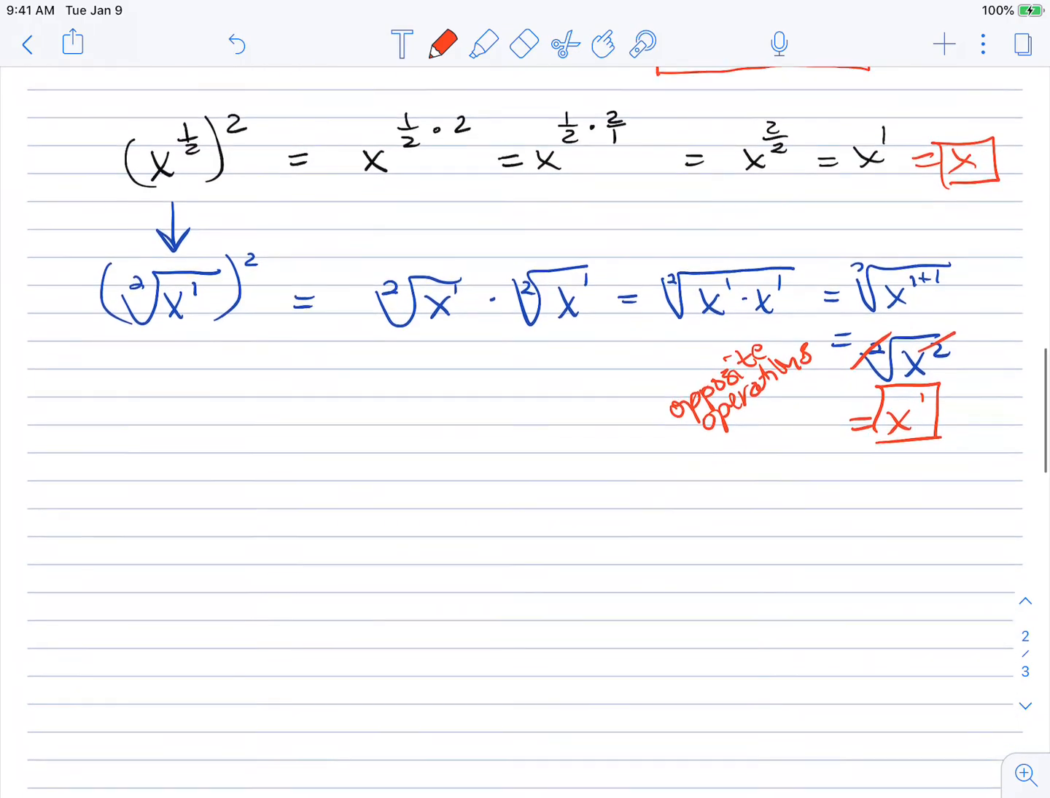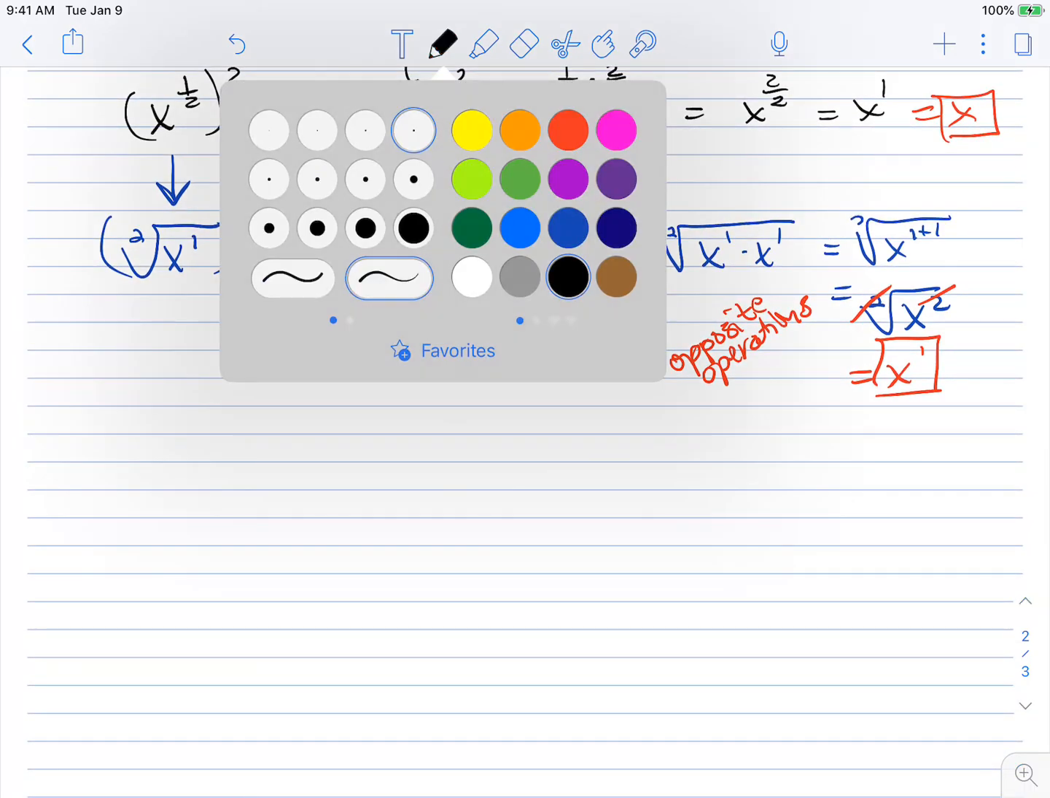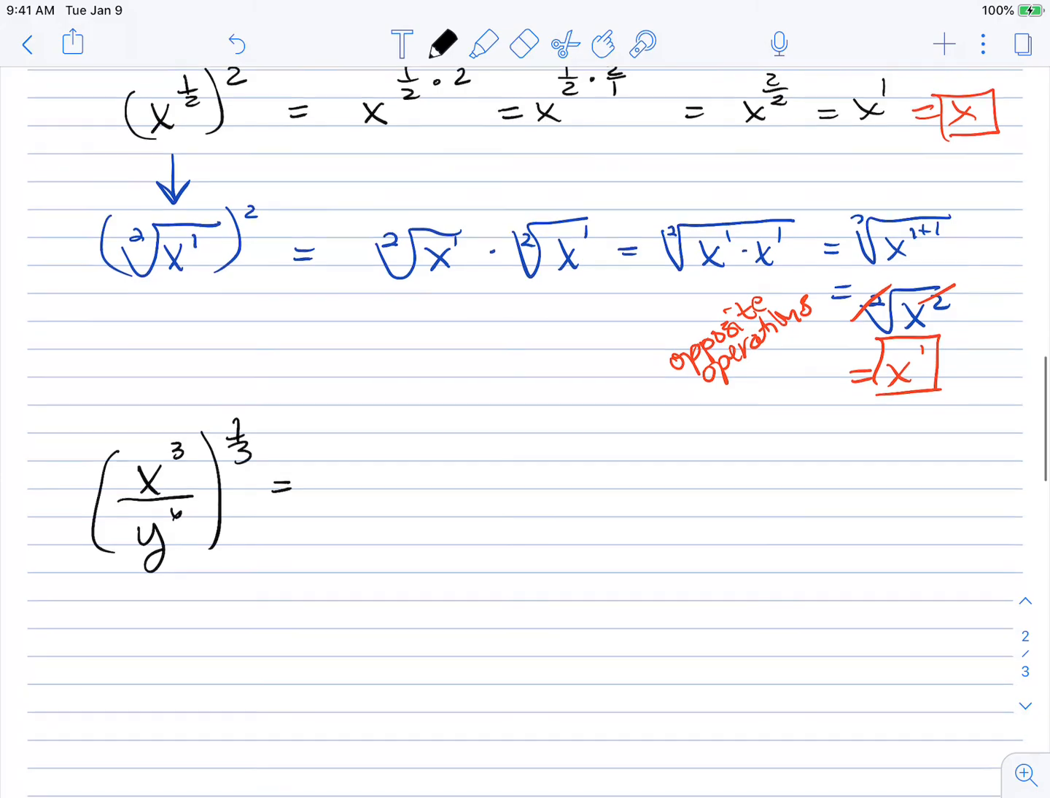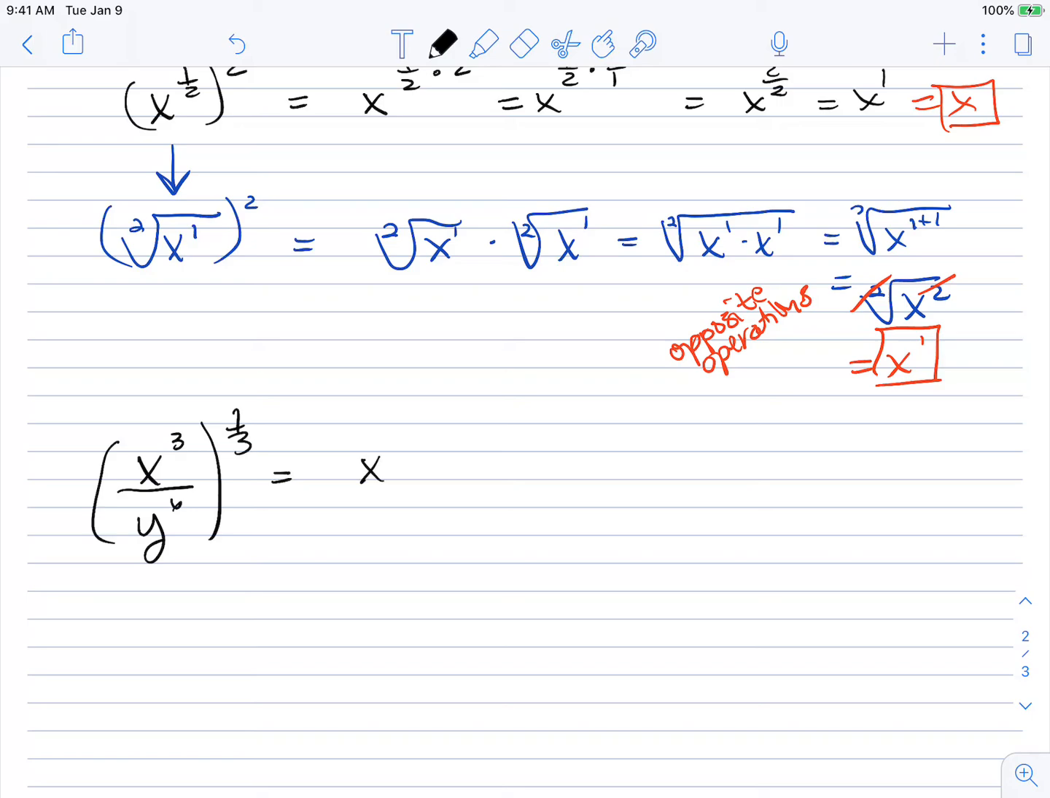I'm going to give you one more problem because it can get a little trickier. What if I had something like this? I had x to the 3 over, I'm going to make this a y, let's make that a y, y to the 6th, and that's all to the 1/3. Well, I'm going to use the power to power rule, and the power to power rule means I multiply the powers. So this is going to be x to the 3 times 1/3, and in the denominator, it's going to be y to the 6 times 1/3.